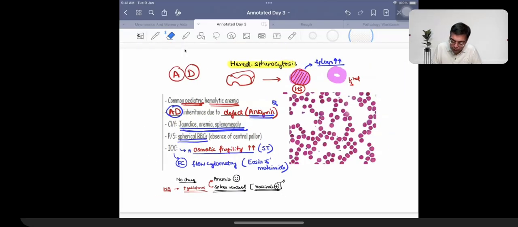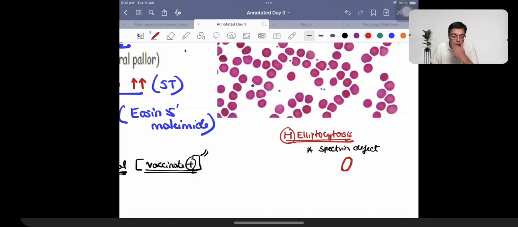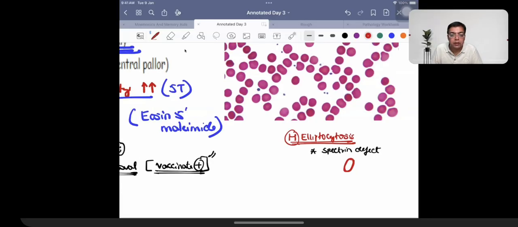Next condition about which you need to have an idea is a condition that is given the name of hereditary elliptocytosis. Hereditary elliptocytosis is going to be characterized by the fact that patients are going to be having a problem at the level of spectrin. So RBCs automatically are going to be having an elliptical shape. They are going to be having an elliptical shape. Okay? That's what we are doing.